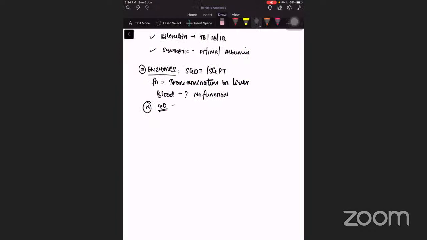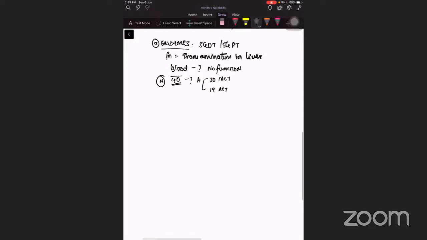But even this is a debatable thing, because if you take the American guidelines, they give a different cutoff for both AST and ALT. So this is the cutoff for ALT and this is the cutoff for AST. The European guidelines are different, Korean guidelines are different. But in general, we take the upper limit as 40. So anything beyond that becomes significant.